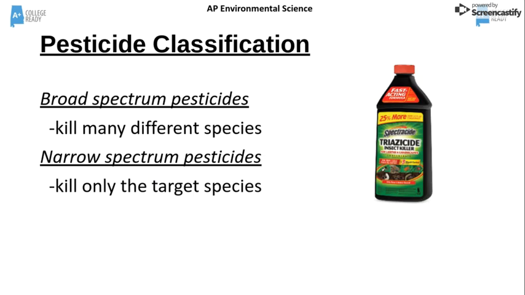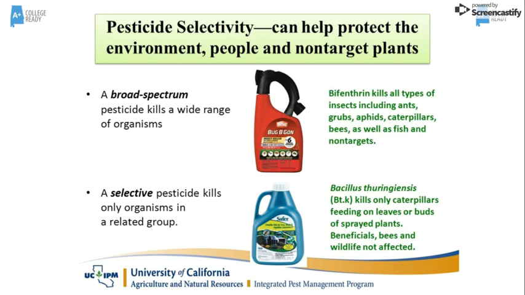Pesticides can be classified as broad spectrum or narrow spectrum. Broad spectrum pesticides kill many different species. Narrow spectrum pesticides kill only the target species. Examples are shown here.